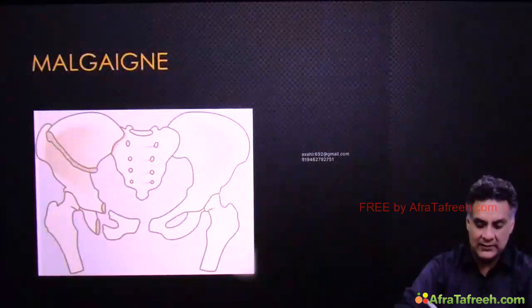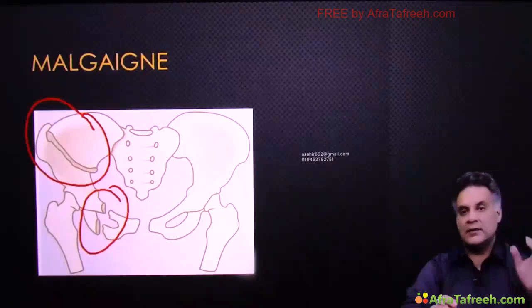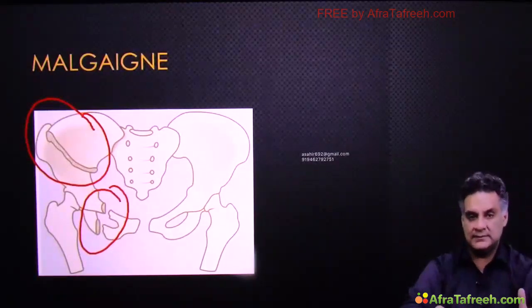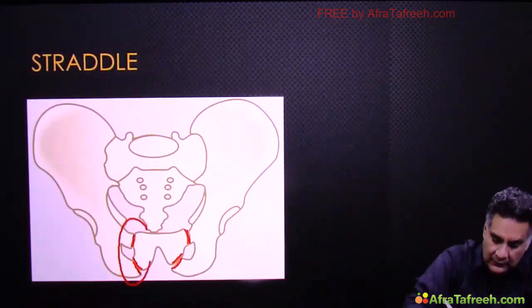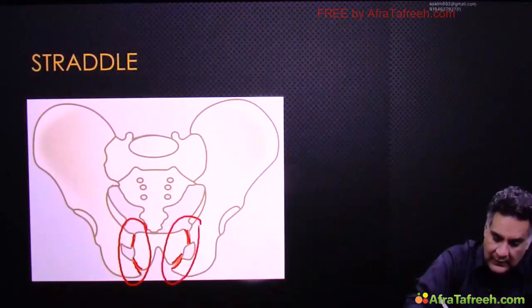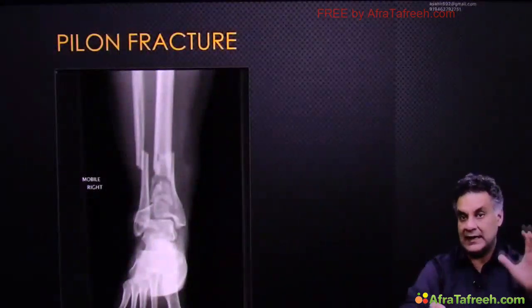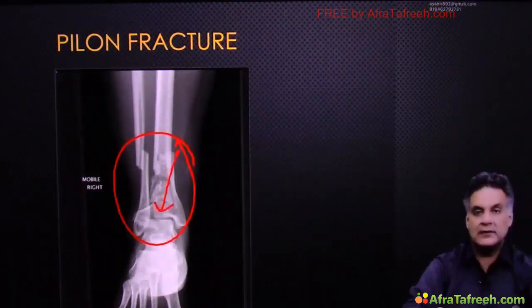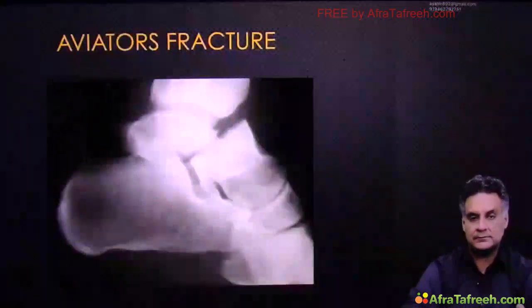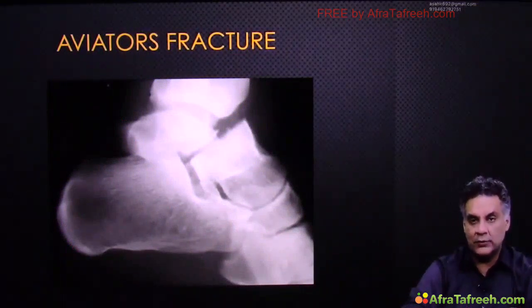Whereas Malgaigne fracture, there is involvement of posterior and anterior elements of the pelvis on the same side. Straddle fracture is bilateral superior and inferior pubic rami. Pylon fracture, again an intra-articular fracture, comminuted fracture involving the lower end of tibia. Aviator's fracture is a vertical fracture due to the force involving the body of talus.